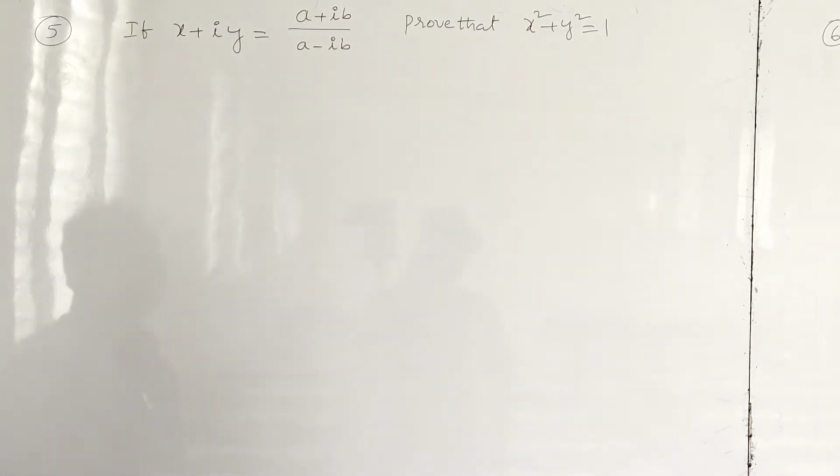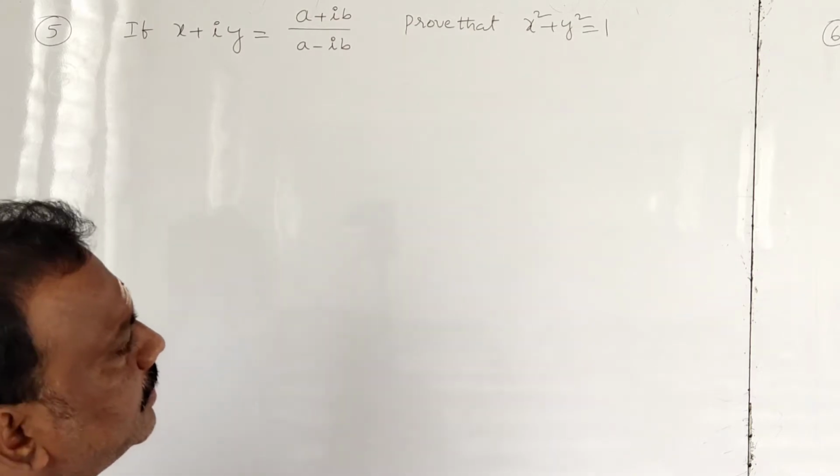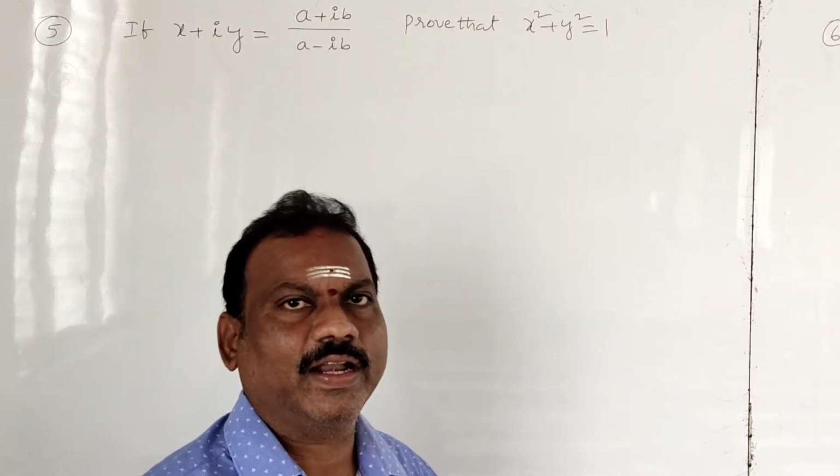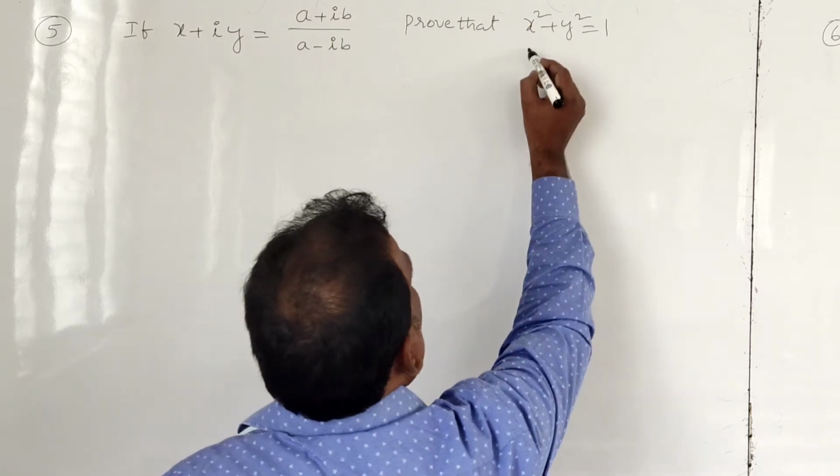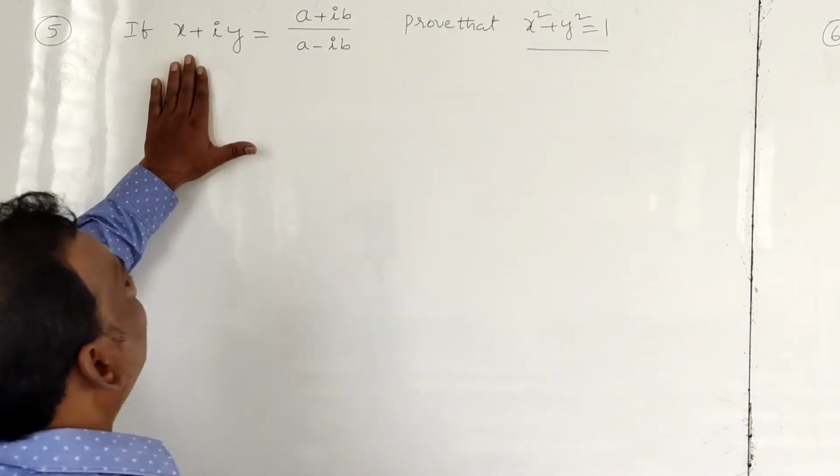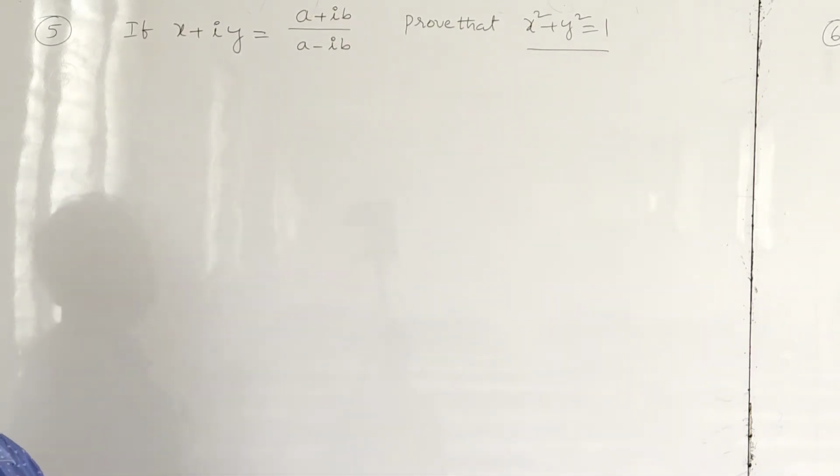If x plus iy is equal to (a plus ib) upon (a minus ib), prove that x square plus y square is equal to 1. So you have to prove this. This is given in the problem. How to prove this problem?